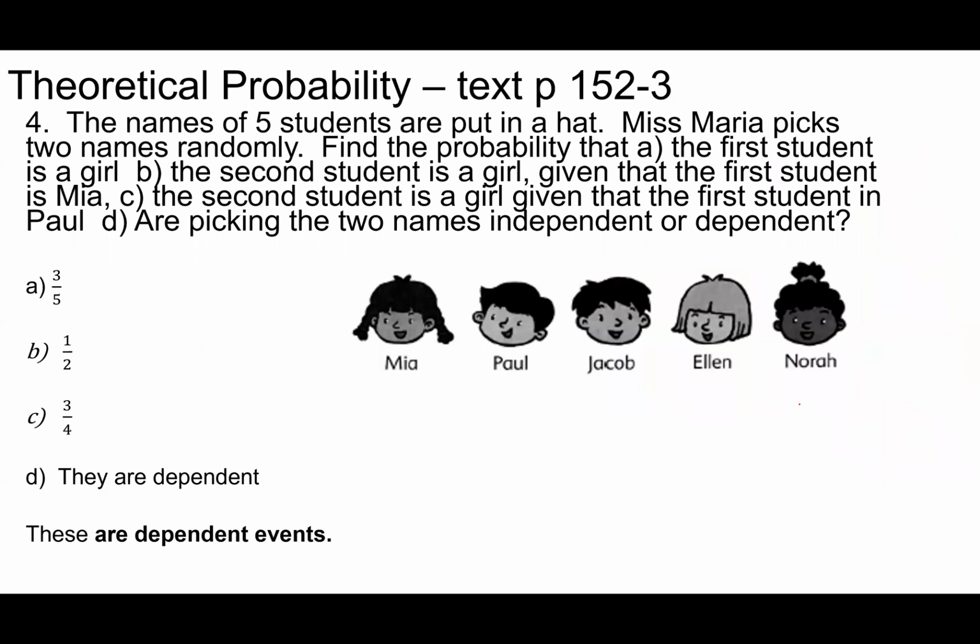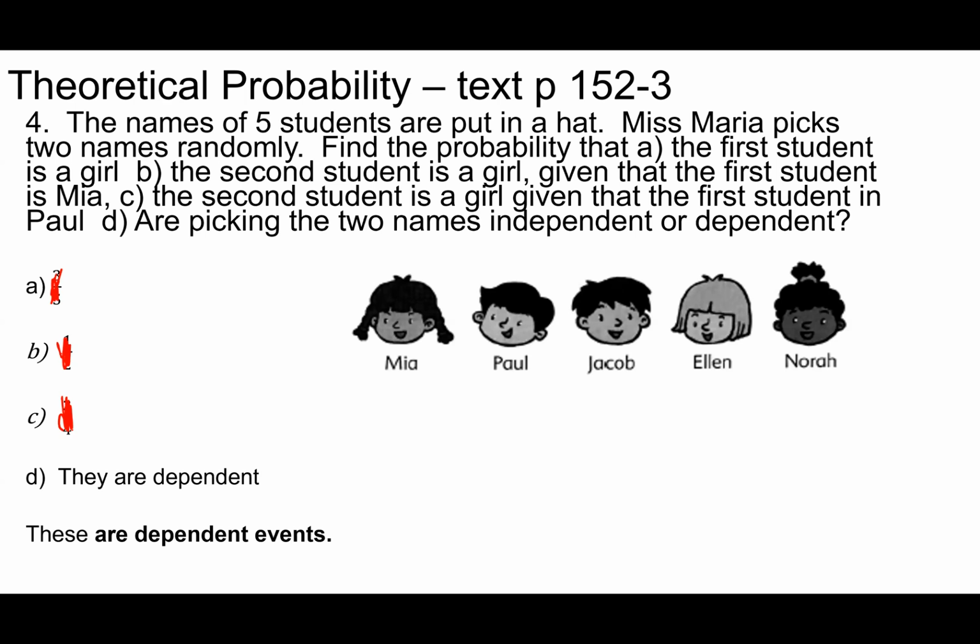The names of 5 students are put in a hat. Miss Maria picks 2 names randomly. Find the probability that A, the first student, is a girl, and B, the second student is a girl, given that the first student is Mia. And then C, the second student is a girl, given that the first student is Paul. D, are picking the 2 names independent or dependent?